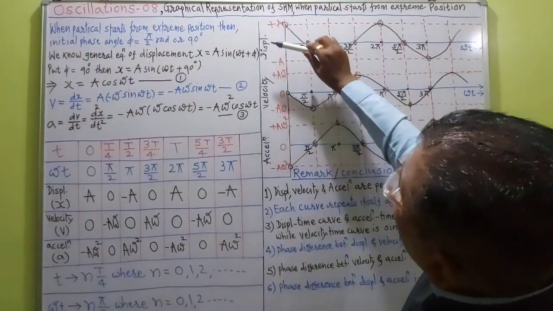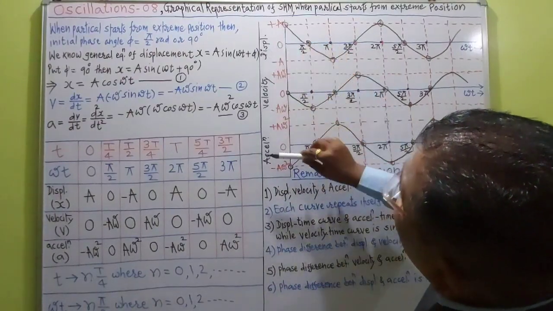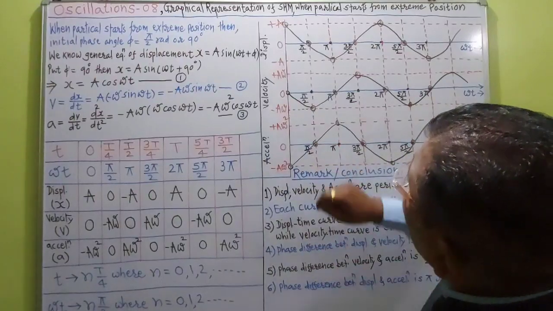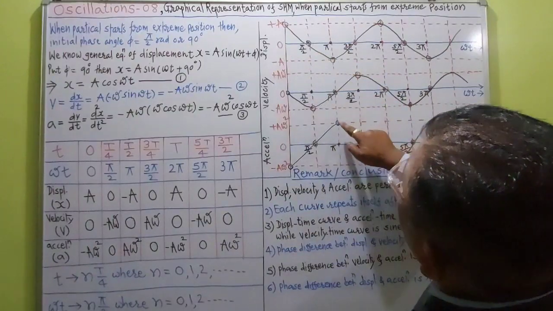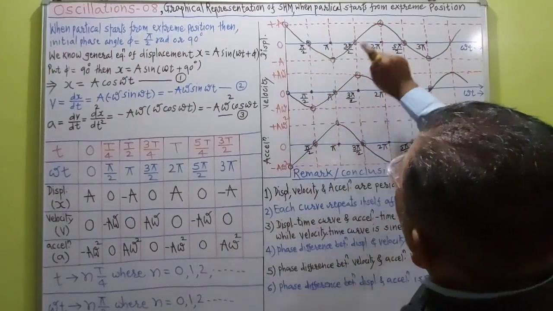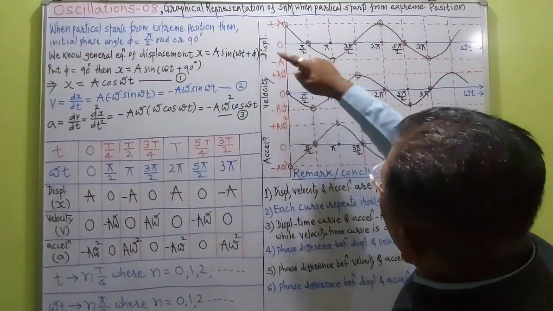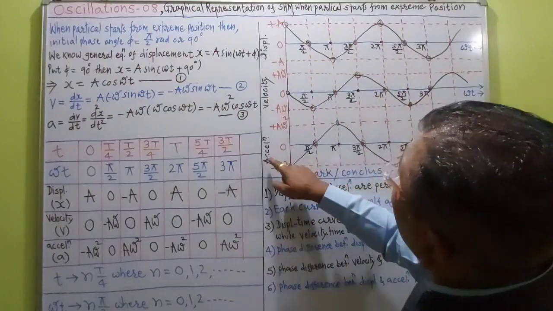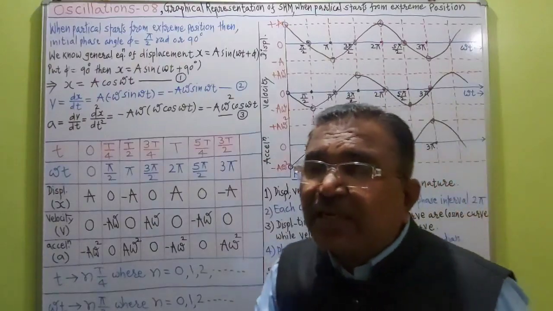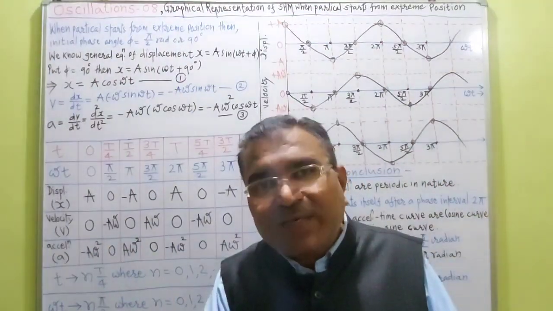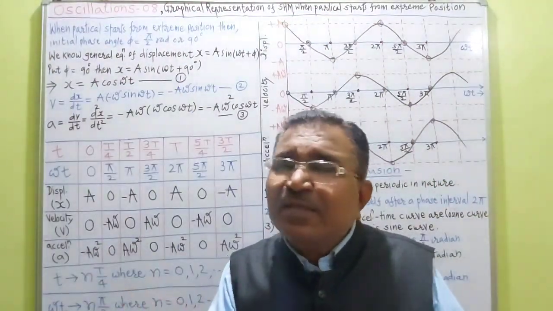Then observe the graphs of displacement and acceleration. At the time of trough of displacement, there is a crest of acceleration. At the time of crest of displacement, there is a trough of acceleration. That means displacement and acceleration are exactly out of phase. They are exactly opposite in nature.